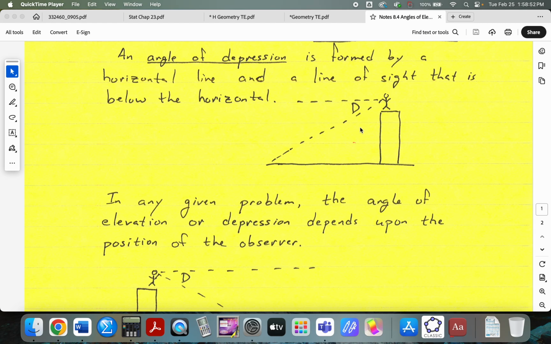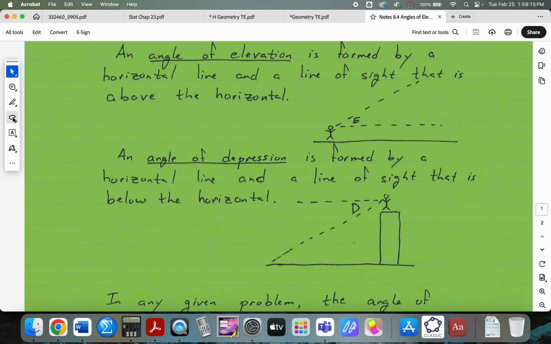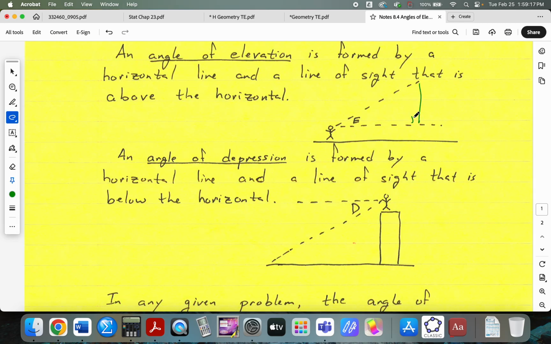The problem that people have is they tend to want to put the angle of depression right here because it's inside of this triangle. That is never, ever, ever going to happen. The angle of depression does not go inside that triangle. Whereas with the angle of elevation, if you're looking at something and there's a triangle over here, everybody is fine because it's inside the triangle. The angle of depression isn't in the triangle.